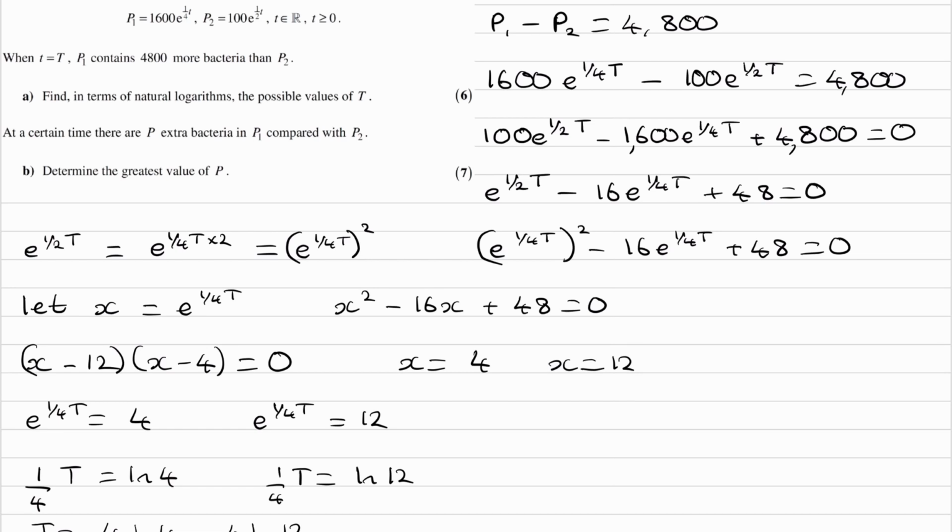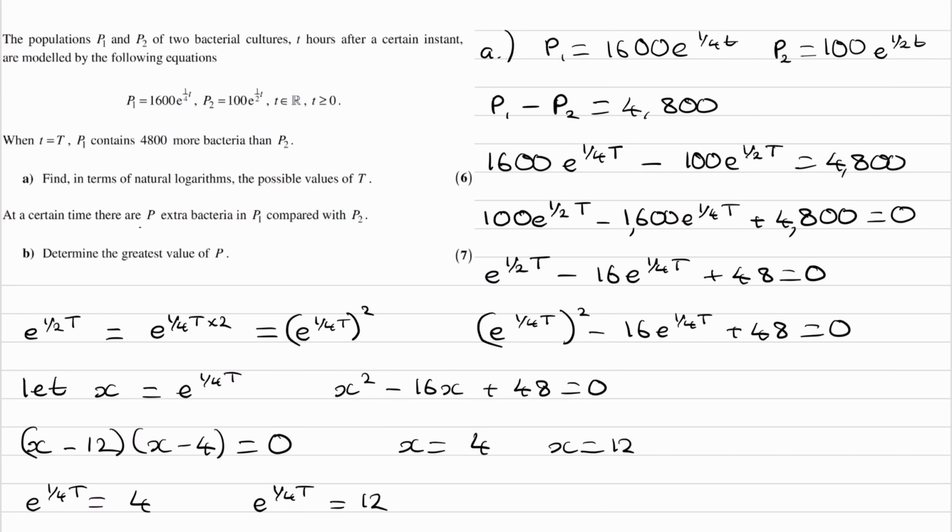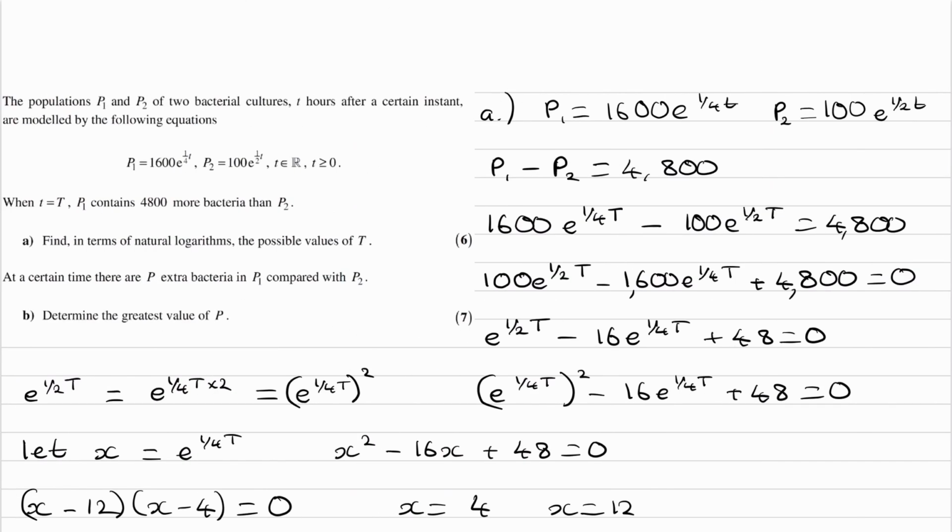So let's first set up that equation. For part B, we have P extra bacteria in P1 compared to P2. That means that P1 minus P2 is equal to P. And then we know that P1 is 1600 e to the quarter t, and P2 is 100 e to the half t.